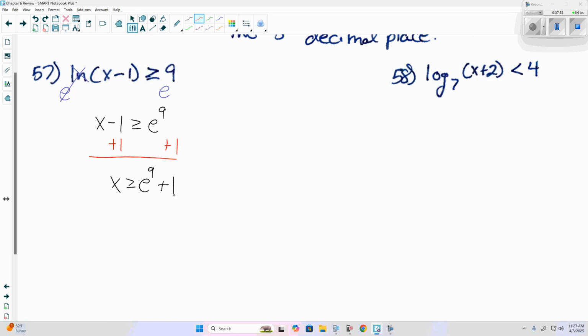Is x by itself? Here, for our natural logs, x would have to be greater than 1. e to the 9th plus 1 is greater than 1. So there are no restrictions anyways.